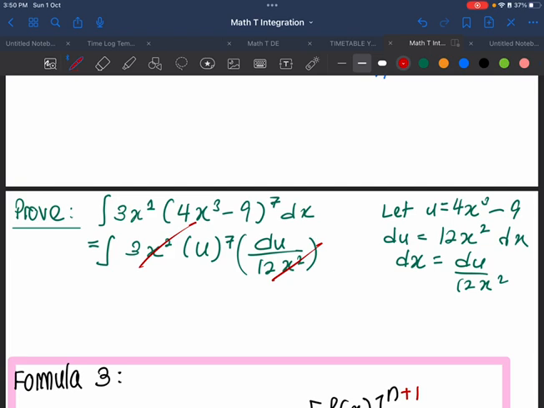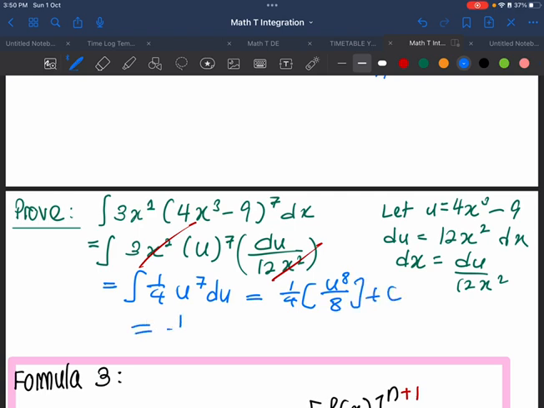Cancel out the x squared, then you get the answer: 1 over 4 u to the power of 7 du. You can integrate this part, u to the power of 8 over 8, plus c, and you will get back the answer 1 over 32 times (4x cubed minus 9) to the power of 8 plus c. So hence proved, the same answer.